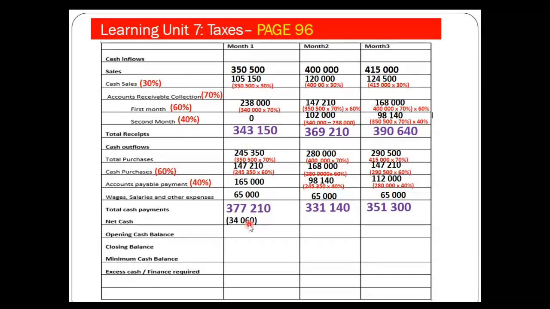I get 34,060 in brackets, because obviously this amount of 343 is less than the amount of 377. The same applies here: 369,210 less 331,140. I get what? 308,070. The same applies to this one: 396,40 less 351,300. I get 393,40.